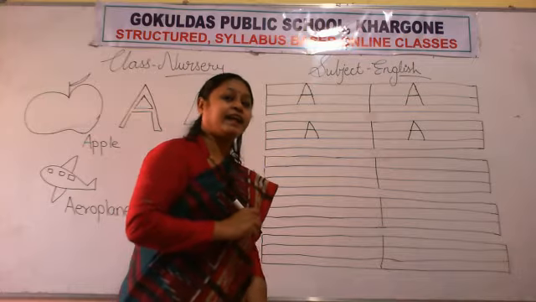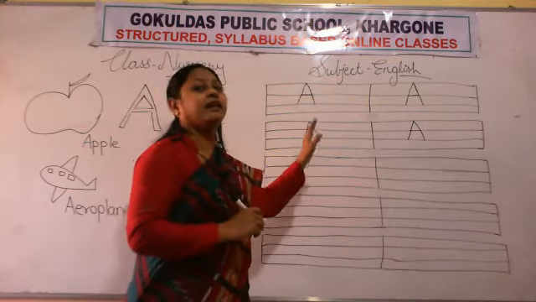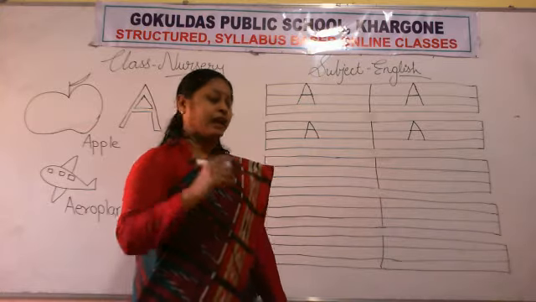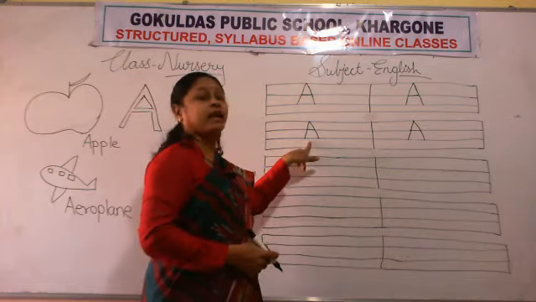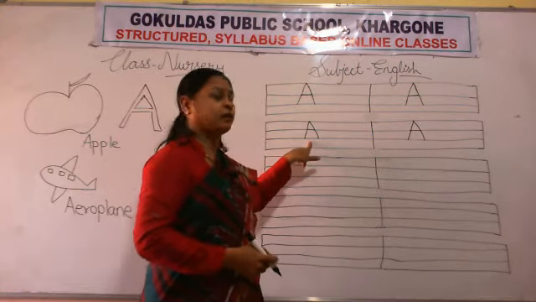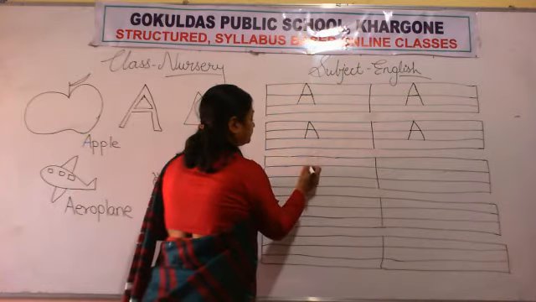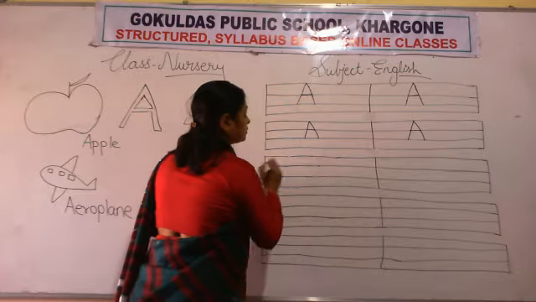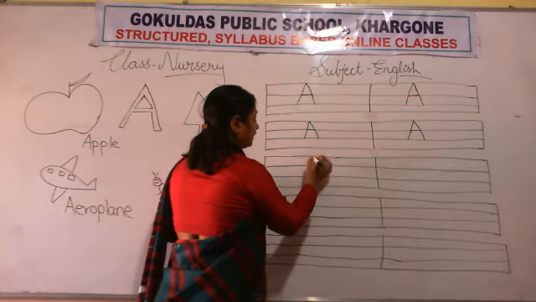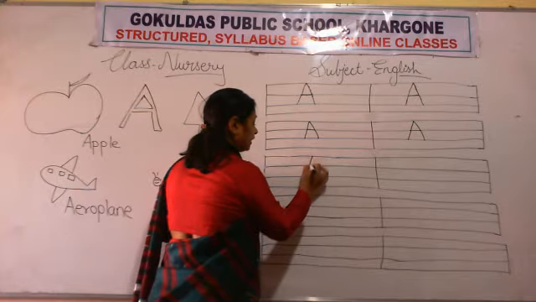Letter A. Say loudly. Which letter is this? Letter A. I can't hear you. So, say loudly. Which letter is this? Letter A. Very good. Next. Again. Look here. Mama will put dots. So, start writing. Join the dots by slanting line.